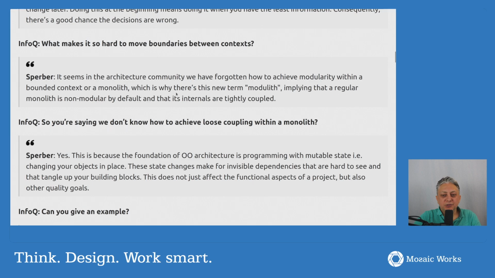It seems in the architecture community we have forgotten how to achieve modularity within a bounded context or a monolith, which is why there's this new term modulith, implying that a regular monolith is non-modular by default and that its internals are tightly coupled. Well, because it usually is. Because the most common design pattern is a big ball of mud. There's actually a paper on this. So, yeah. And I don't think we have forgotten how to achieve modularity. I think the issue is we never actually achieved modularity, at least not to the level that we need today.